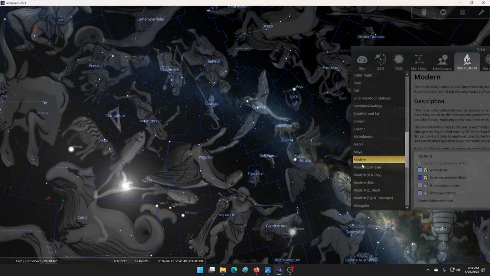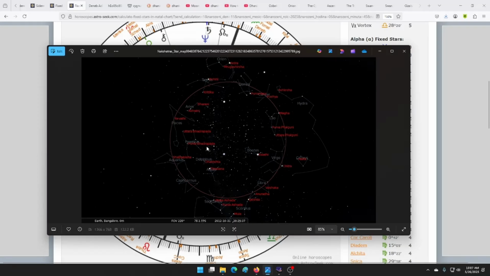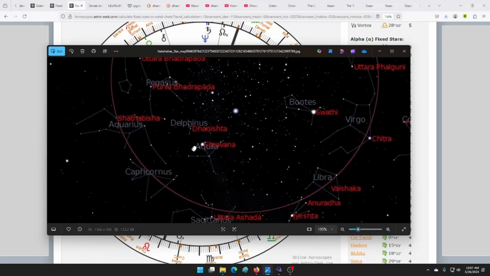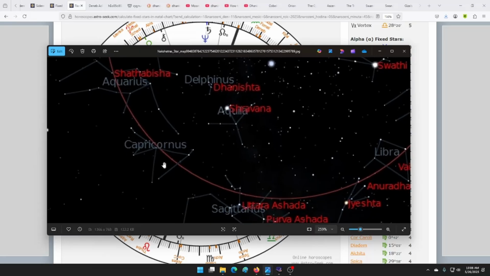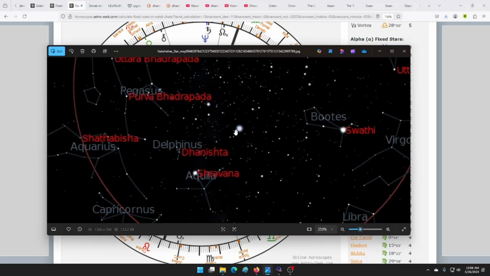whereas over here, Altair is Shravana. This is in Vedic culture, this is what these are assigned. Whereas Deneb, right here, has no representation. The swan has no representation in Vedic. So even this has Capricorn, has Aquila as Shravana, Dhanishta as Delphinus, but nothing for Deneb. Deneb is right here, and this one here is Vega.